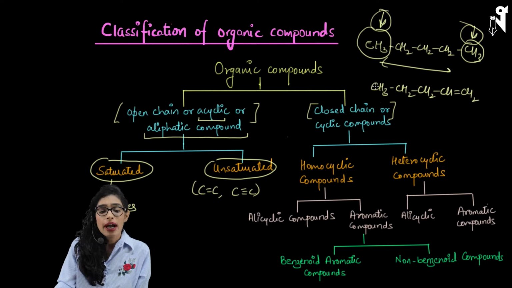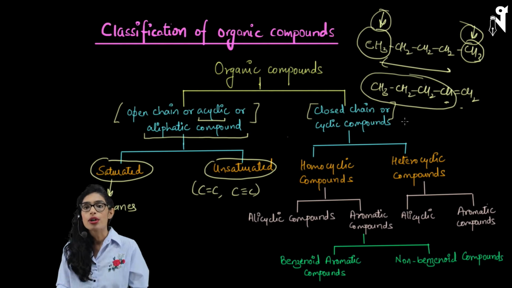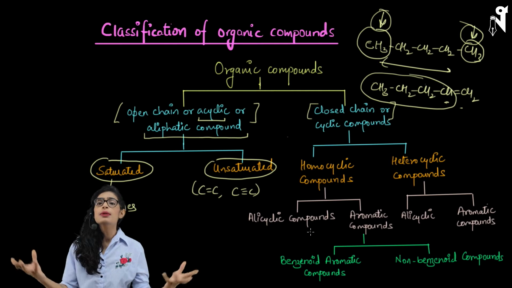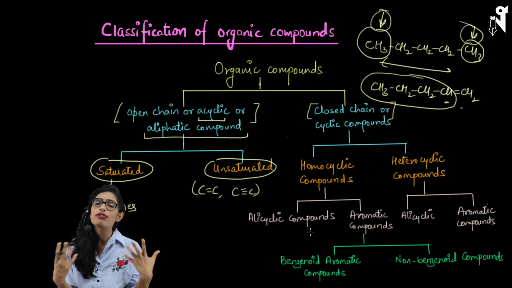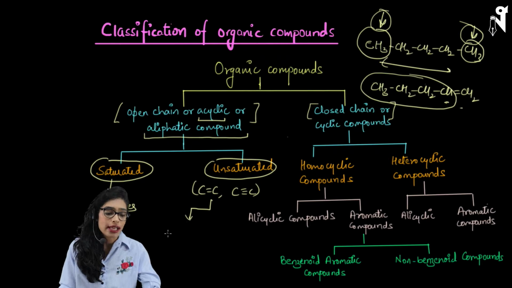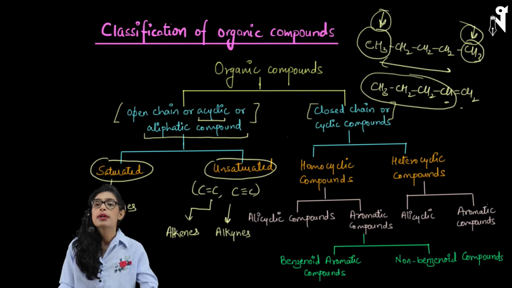So in this chain, I have 1, 2, 3, 4, 5 carbons, out of which 4 carbons are linked with each other through single bonds, whereas the fourth and fifth carbon are linked with each other using a double bond. So there is one multiple bond. So the minimum presence of one multiple bond is required. You can have a different number of multiple bonds also. Double bonded compounds are called alkenes, and triple bonded compounds are called alkynes. As simple as that.